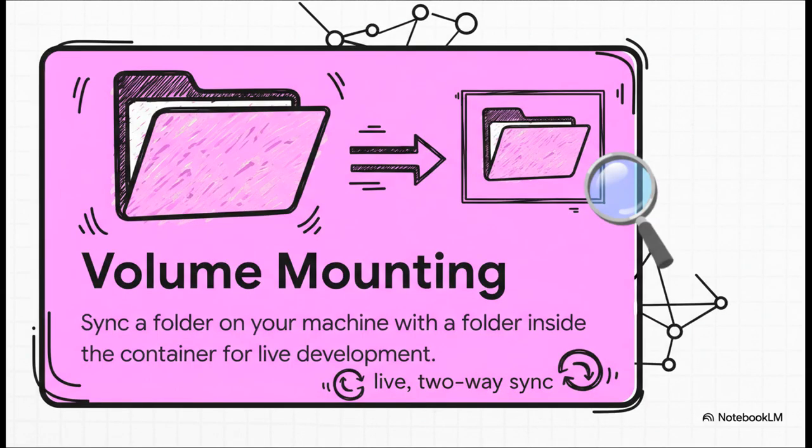The solution to this problem is a beautiful thing called volume mounting. It's an incredible technique that basically creates a live two-way sync, like a magic portal between a folder on your machine and a folder inside the container. This lets us completely bypass the static code that was baked into the image and instead points the container directly at your live, working code.